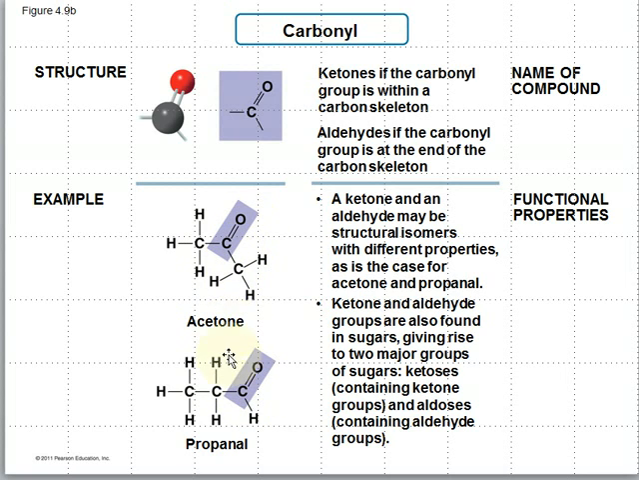These are isomers of each other, structural isomers. They can have different properties. They may not act the same way, even though they have the same chemical formula. Ketones and aldehydes are found within a lot of our sugars, and so the two major groups of sugars are ketoses and aldoses. That tells you whether or not they contain ketones or aldehydes.